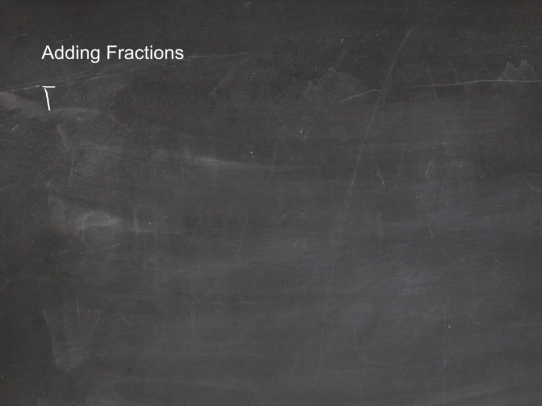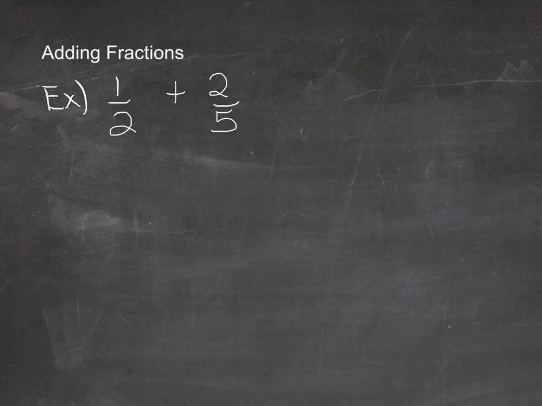Okay, so my first example, I have 1/2 plus 2/5. Okay, so like I said, before I can bring those fractions together, I have to make a common denominator. So I'm looking at 2 and 5, and I'm looking for a common multiple of 2 and 5. And to make your life easier, you should probably look for the lowest common multiple, or the lowest common denominator, so you have less reducing to do in the end.